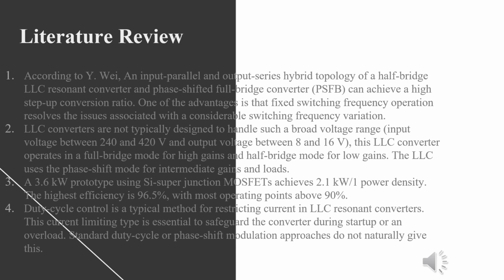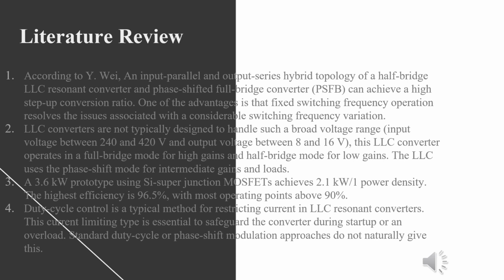This LLC converter operates in a full bridge mode for high gains and half bridge mode for low gains. The LLC uses the phase shift mode for intermediate gains and loads. A 3.6 kilowatt prototype using silicon superjunction MOSFETs achieves 2.1 kilowatt power density. The highest efficiency is 96.5%, with most operating points above 90%.